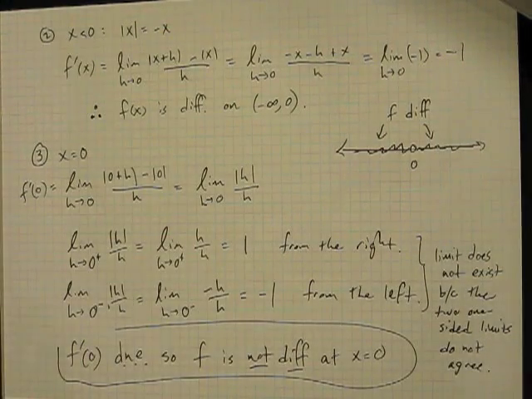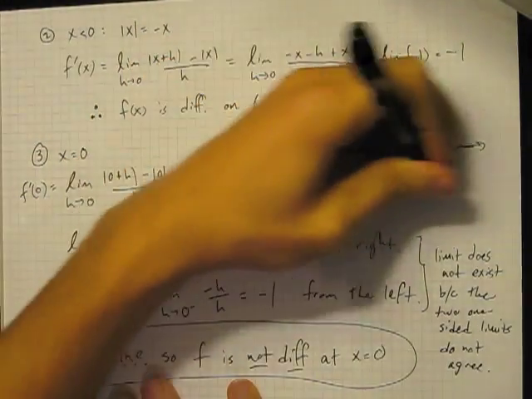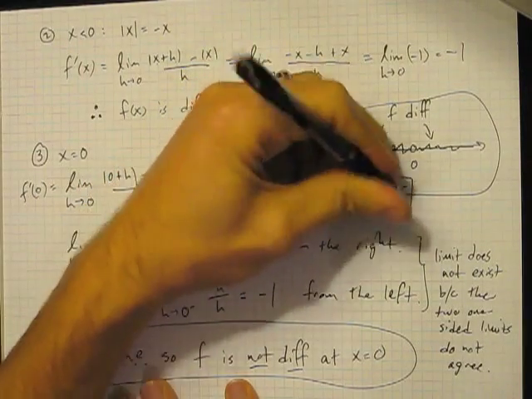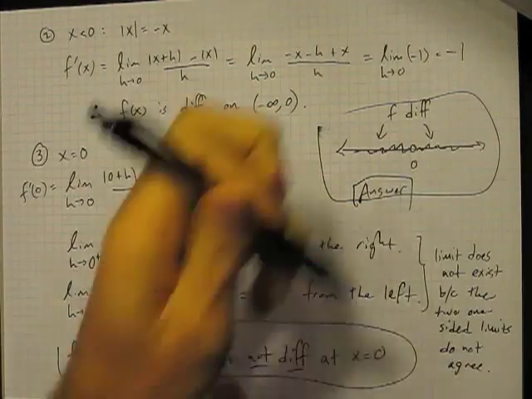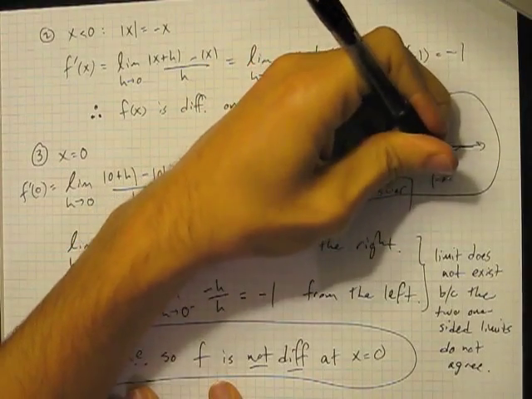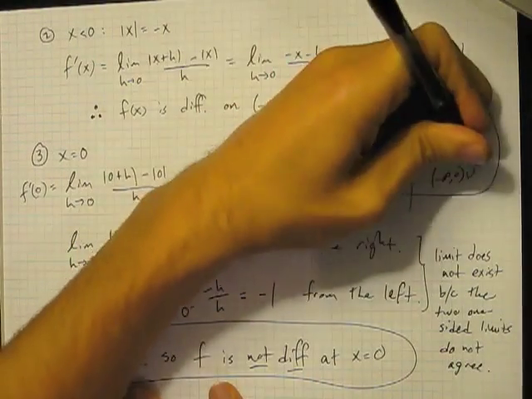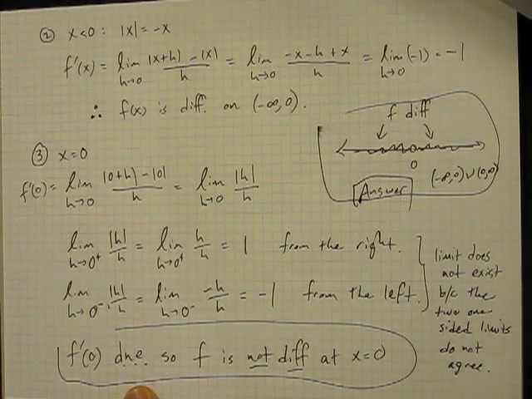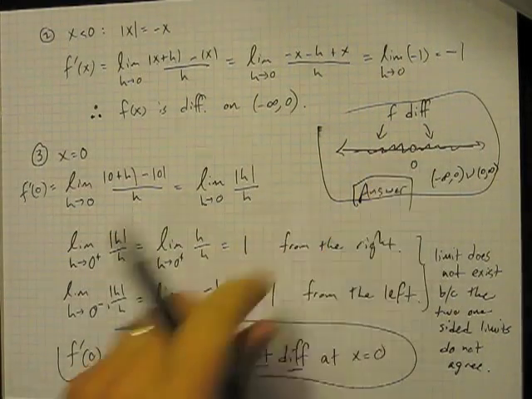Okay, so the conclusion then is in fact that this is the answer: that f is differentiable on the interval from minus infinity to 0 together with the interval from 0 to infinity, but not at x equals 0. And that's reflected in the fact that the graph had a sharp corner at that point.